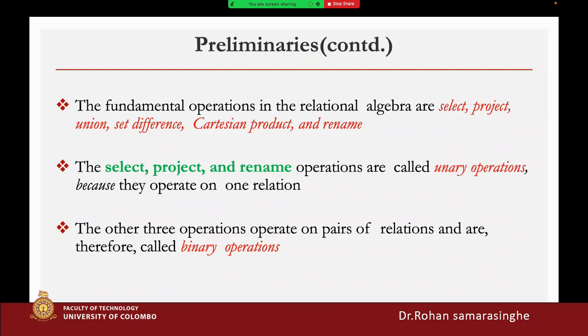But the other three operations operate on a pair of relations. They are therefore called binary operations. For example, the Cartesian product, set difference, and union. These operate on a pair of relations, and they are therefore called binary operations. Minimum of 2. Yes.